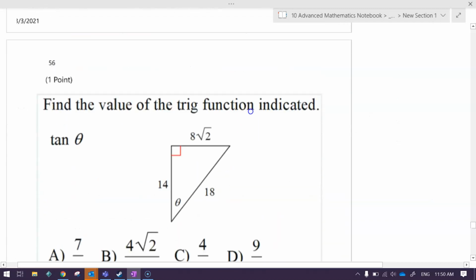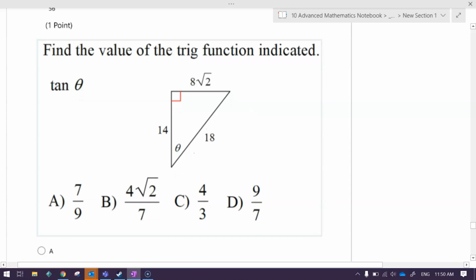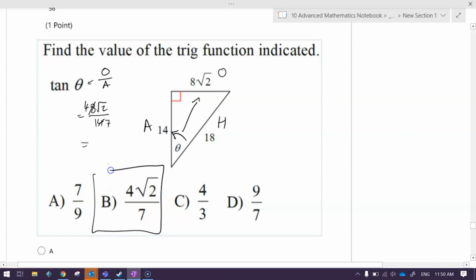Really close now. Find the value of the trig function indicated. Tan theta. Label my triangle. Opposite. Adjacent. Tan theta equals the opposite divided by the adjacent. So I have 8 root 2 divided by 14. Common factor there of 2. 4 root 2 over 7. Answer B.